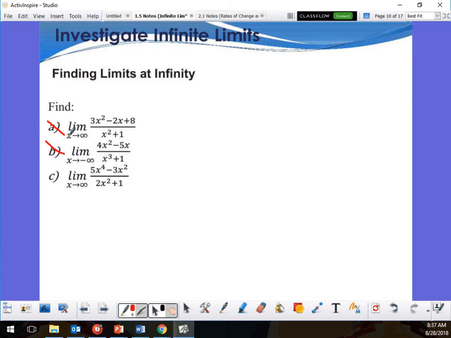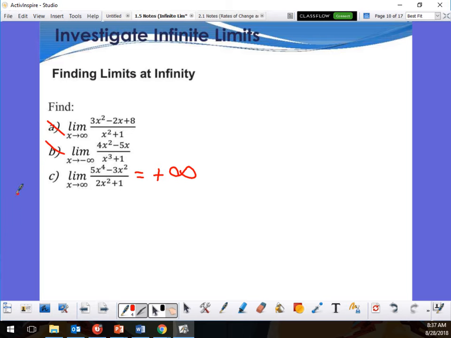Yeah, it's going to go up indefinitely, right? Okay, as I go to infinity, this one's going to keep going up faster, right? As I go to the right on a number line, this is going to infinity, the top is higher, so it's going to also go up to infinity. So this is going up to positive infinity.